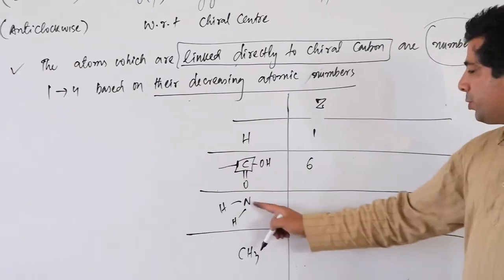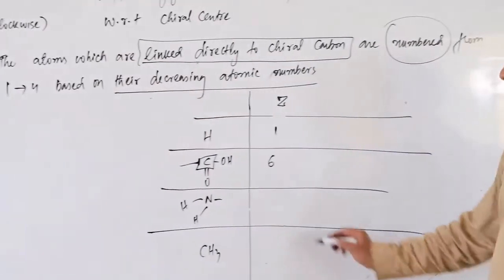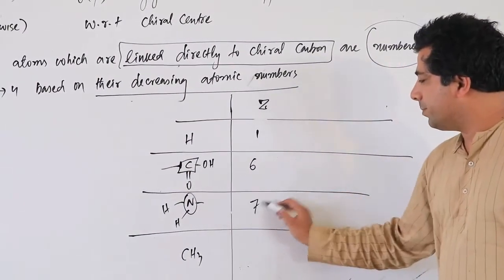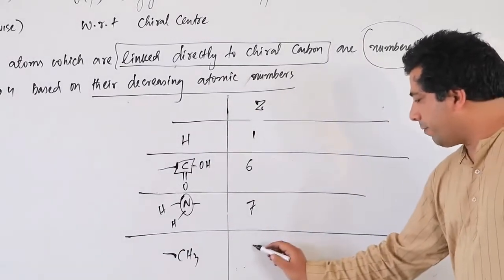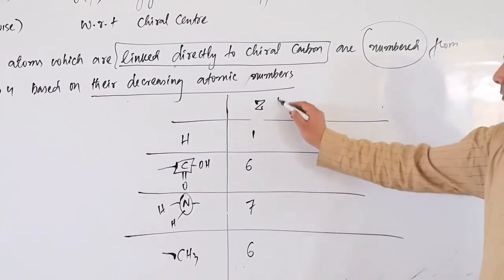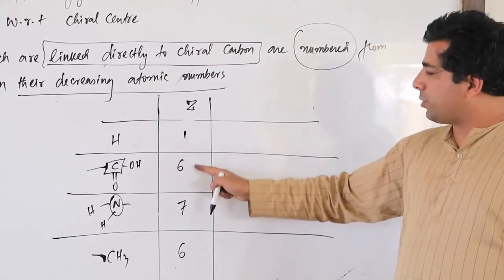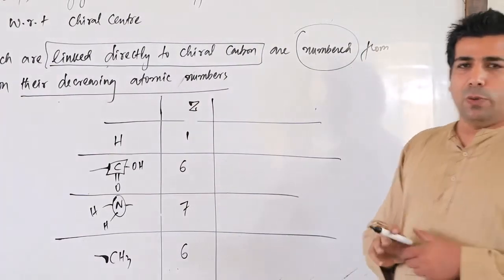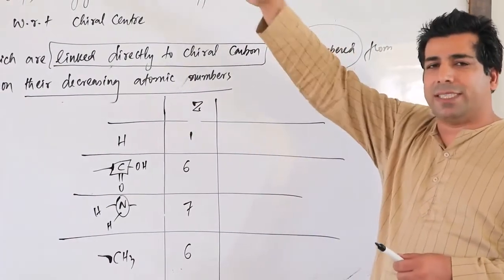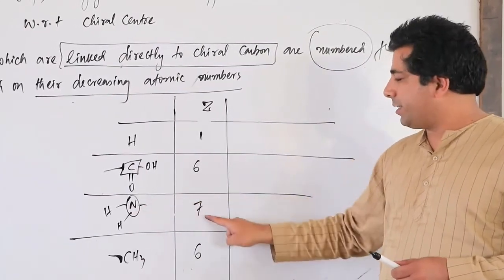And if you look at nitrogen, this nitrogen is directly linked to the chiral carbon. So the atomic number of this nitrogen is 7. Now if you look here, this carbon is directly linked to chiral carbon. So my dear friends, atomic number is 6. So if you look here, based on atomic numbers, we have to write them down in decreasing atomic numbers. Correct? So which one has the highest? First of all, we have to take highest, then lowest. Highest is here nitrogen, that is 7. So nitrogen is the highest.